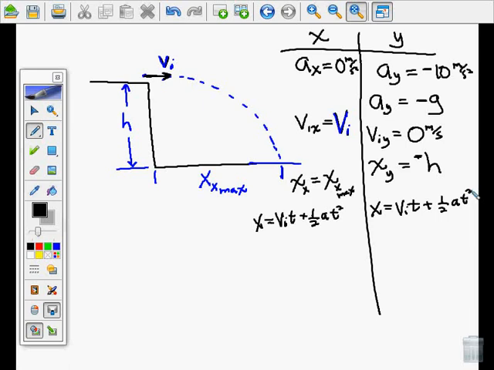Usually you solve the y column for the time. So this initial velocity is 0. The x in the y direction right there is going to be negative h, and that's going to equal 1/2 times negative g times t squared. So t here equals the square root of, what is it going to be? 2h over g?